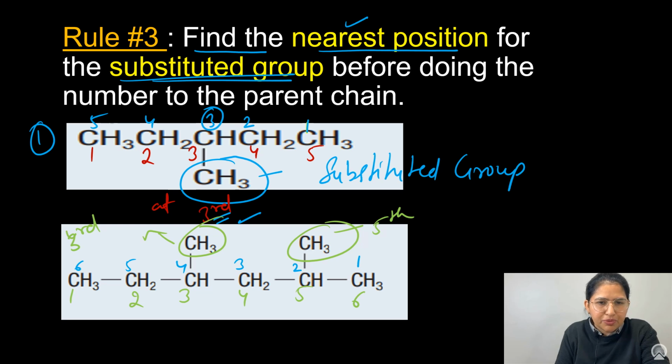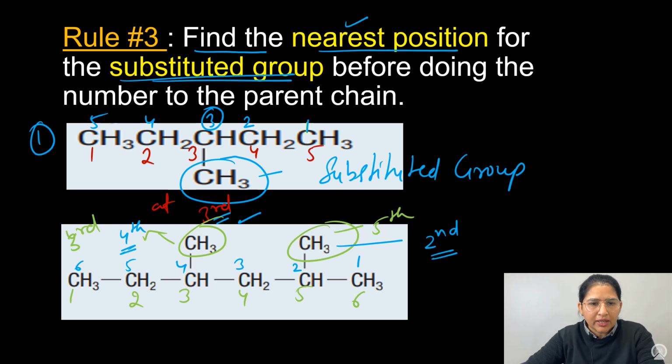Now let's check the positions once again. If I'm checking from the right hand side, one of the substituted groups gets second position while the next is getting fourth position. So I would take the numbering that I have done from the right hand side, because from here I am getting it at the nearest position.